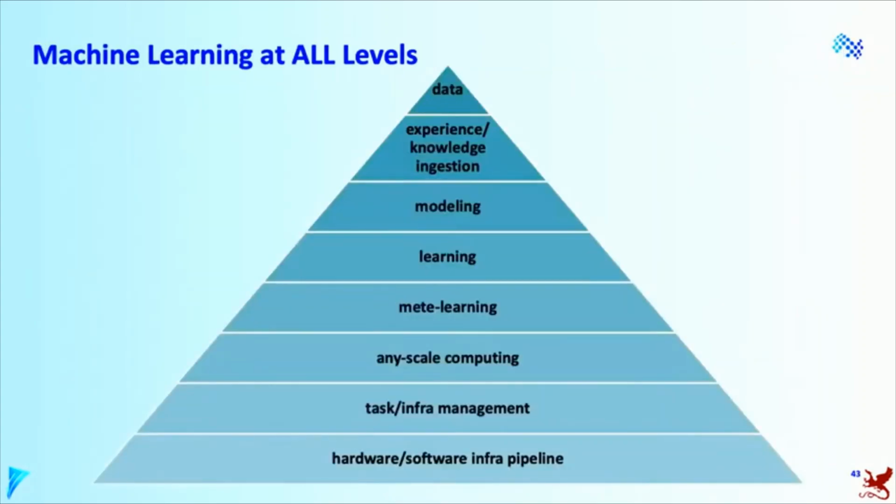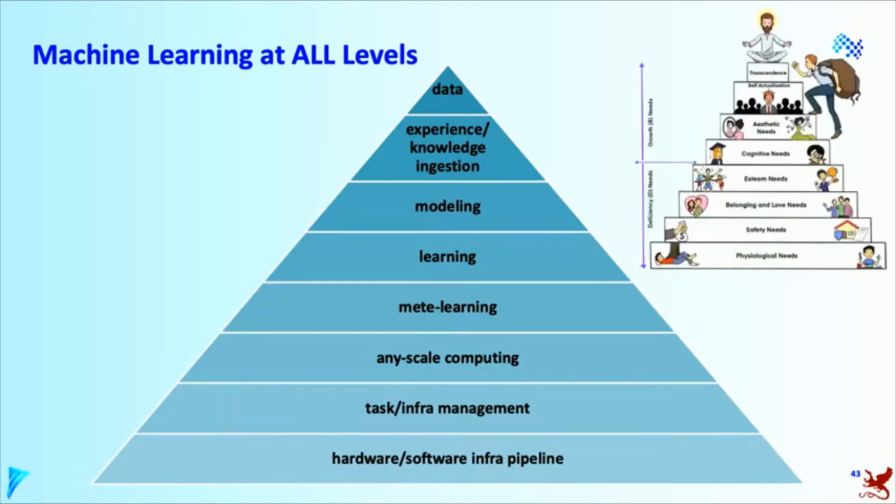All right, so to wrap up, the Castle project is really about identifying, justifying, and enabling machine learning at all levels, starting from the data all the way down to hardware infra pipelining. And I think this is not only a practical need, philosophically it's also beautiful, right?